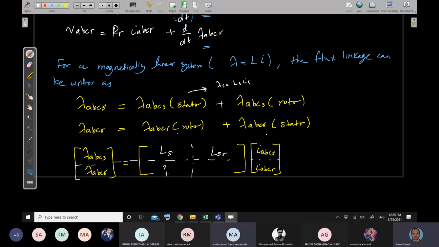Yeah, because here the current is the stator, so this one will be lambda ABC R due to the stator circuit. So this will be equal to what? This will equal LSR transpose. And this will be what? The self-inductance, which is the L of the rotor, LR.